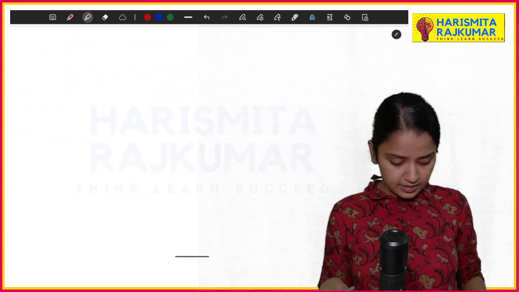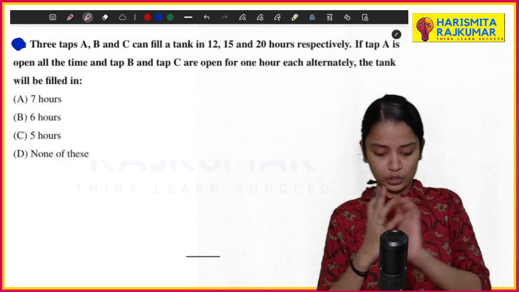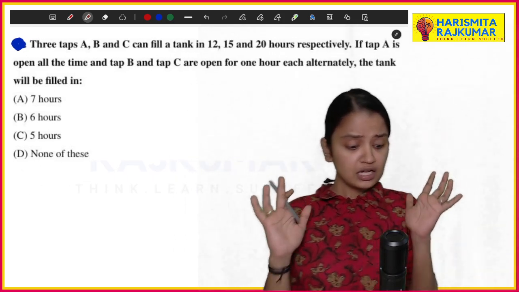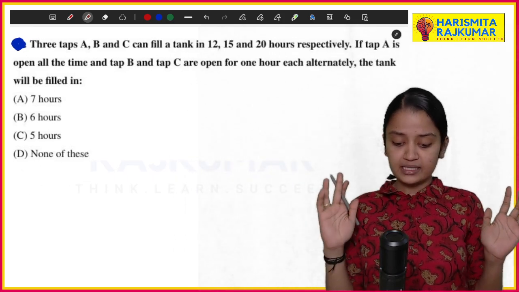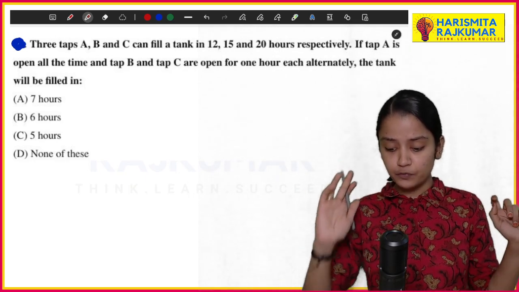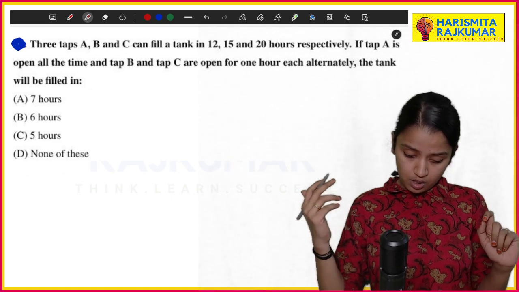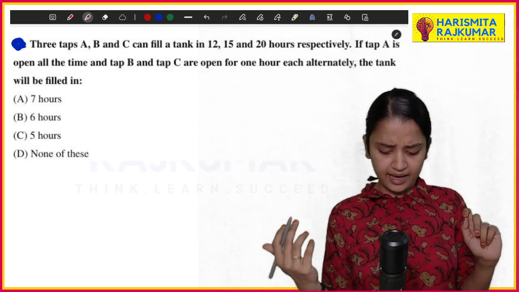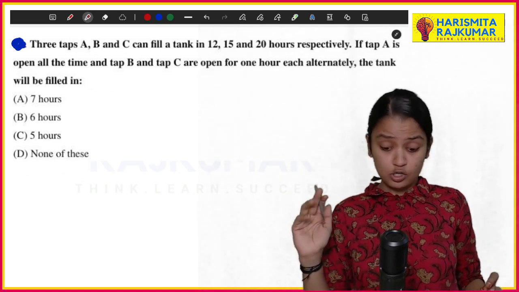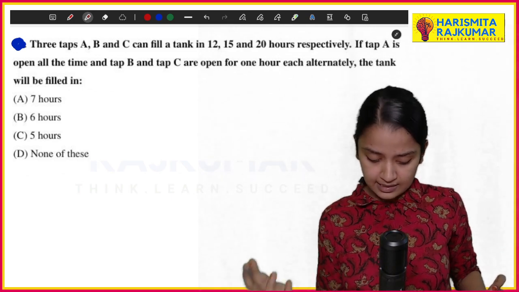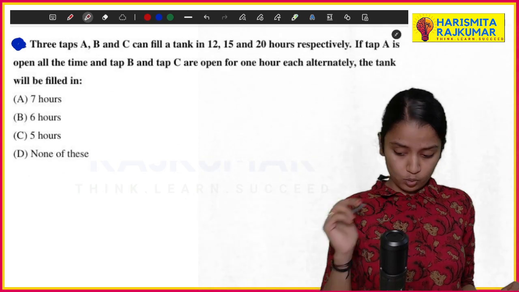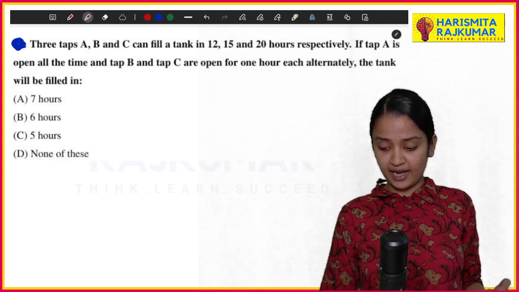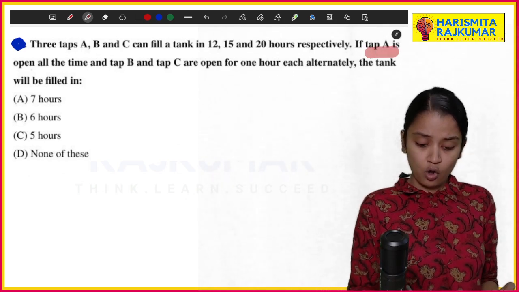Now let's go to the next question. Three taps A, B, C can fill a tank in 12, 15, 20 hours respectively. A tap is open all the time.